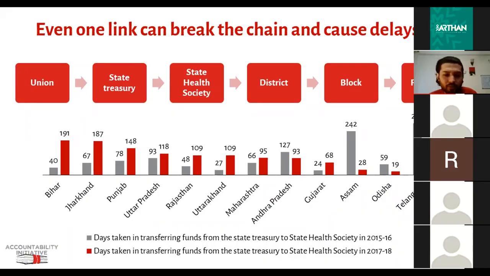But even in some other states, you can see Bihar, Jharkhand, Punjab, Uttar Pradesh, Rajasthan, Uttarakhand, there were delays of more than 100 days. And that's a big, big challenge. And if so much time goes in one transaction, then two things are implied. One, either money is reaching districts very, very late, or it's not reaching them at all in that financial year and it's reaching them in the next year. So it's important to ask, why does sending money take so much time? And why is it so complicated? And there's one very simple answer for you: paperwork.